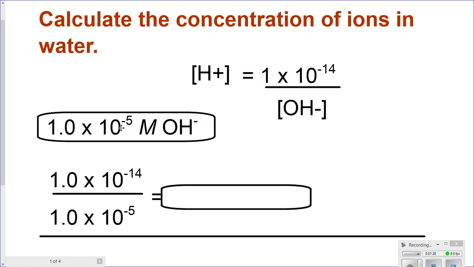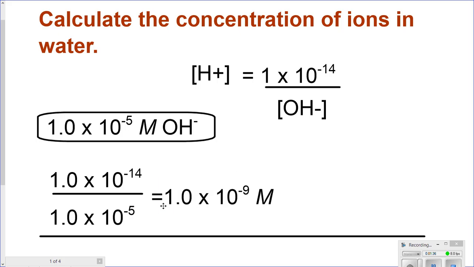Divide that by what they give me, which is 1.0 times 10 to the negative fifth. This over this, and I should get as the answer 1 times 10 to the negative 9 molarity. Okay, and of course this is the concentration of hydrogen ions. Moving on.